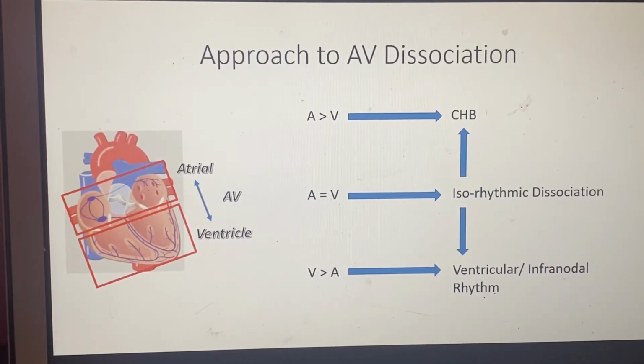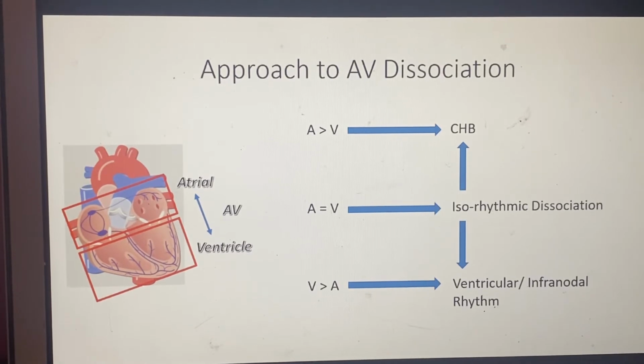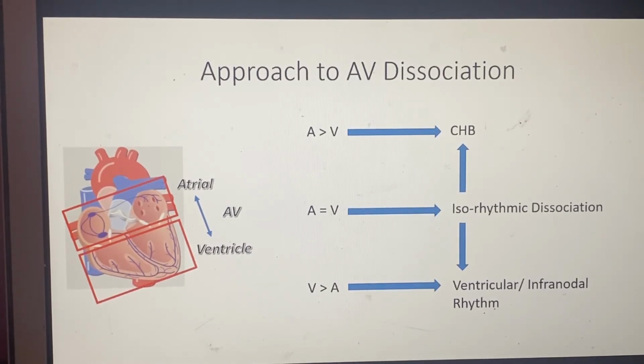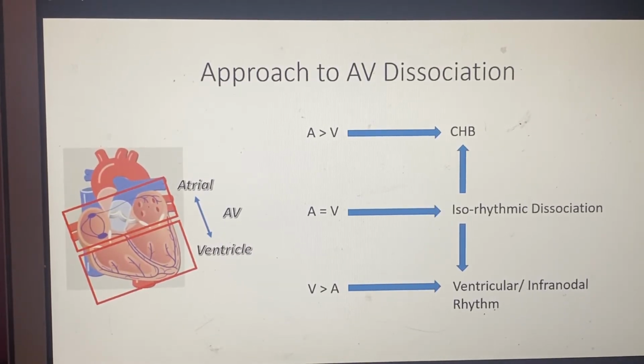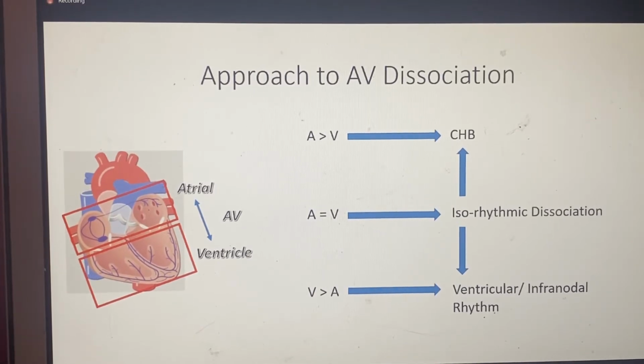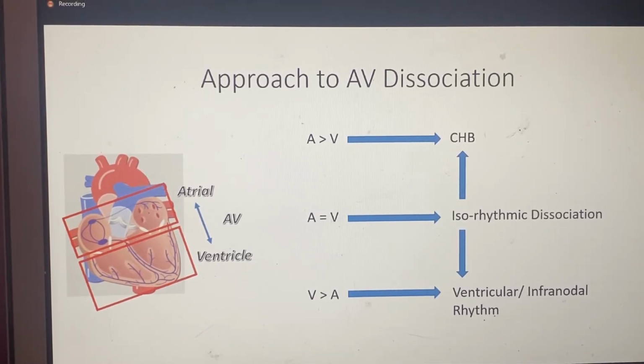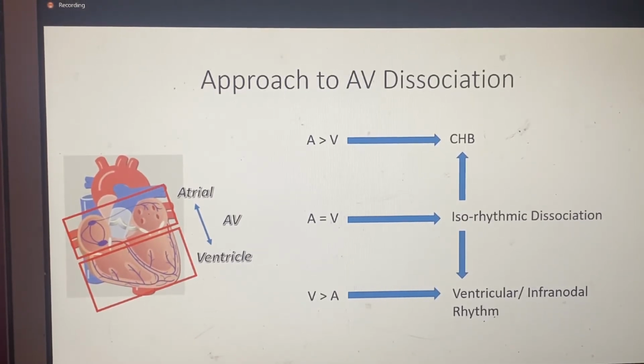So when we have AV dissociation, you go through this algorithm. If you have more A than V, then you consider it complete heart block. Very easy. If you have A equals V, that is when the problem comes, isorhythmic dissociation. So we must differentiate whether it's complete heart block or ventricular rhythm. If you have more V than A, we assume there is always ventricular rhythm, but that's not always the case. It just means that the rhythm is just below the node.